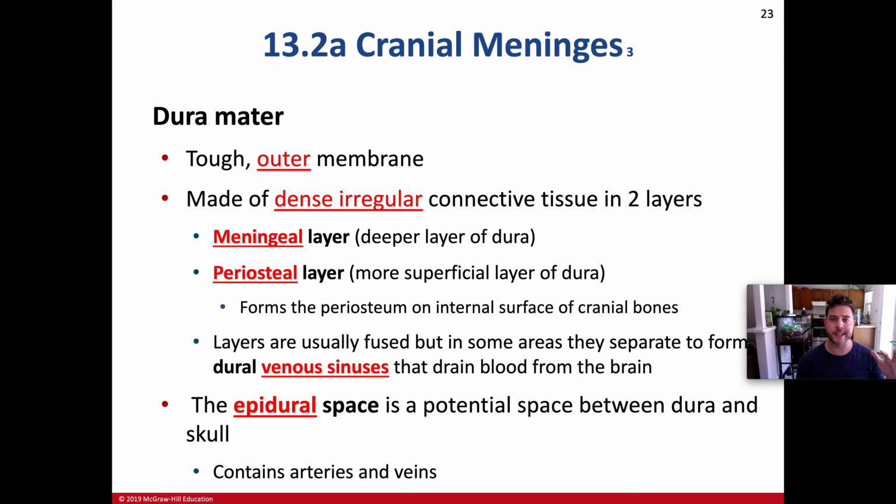The epidural space is a potential space between the dura and the skull. So just like the subdural space is a potential space between the arachnoid and the dura mater, the epidural space is a potential space between the cranial bones and that outer periosteal layer of the dura mater. It does contain arteries and veins, so there are places where it's flowing. If one of those were to rupture, it would start to release blood into that space and put pressure on the brain.